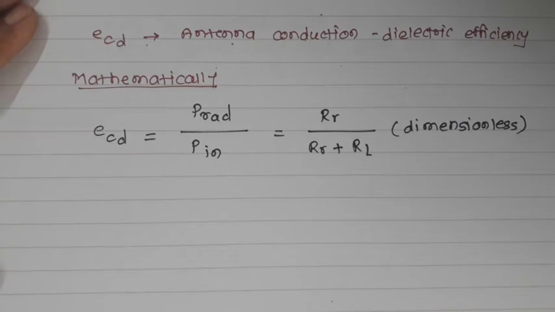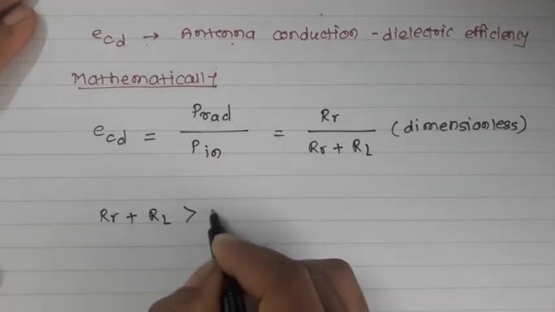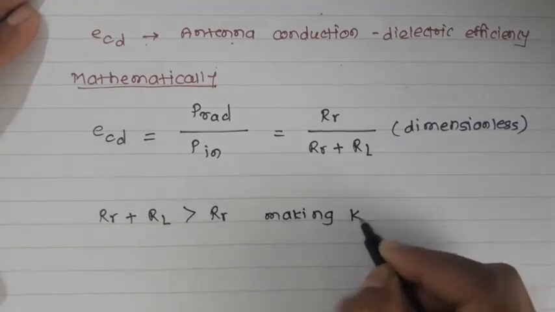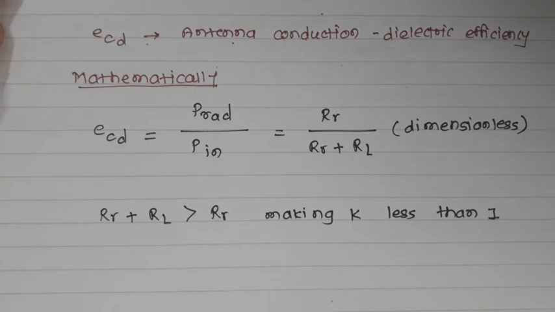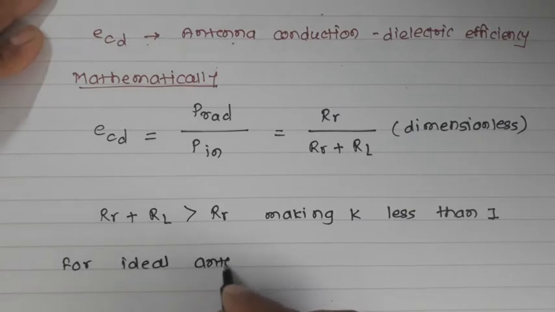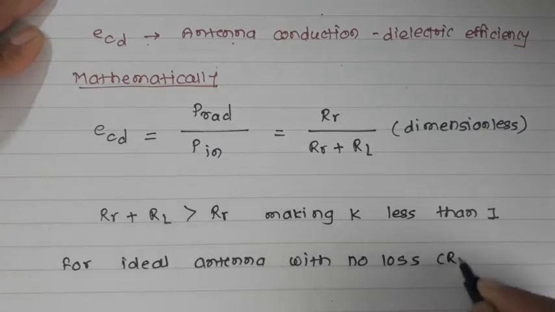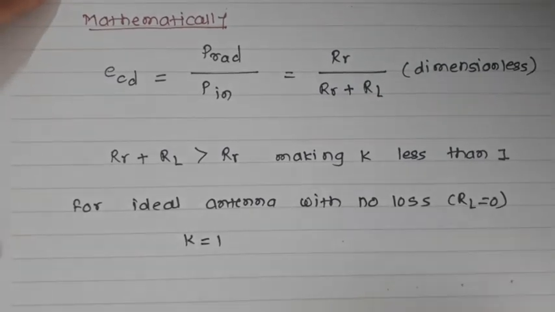For a practical antenna, some losses are always present. So the term RR plus RL will always be greater than RR, as there are always some losses, making K less than 1. So this efficiency will always be less than 1. If you consider an ideal antenna with no loss, you will have RL equal to 0, so the efficiency will be equal to 1. With a lossless antenna you will always have efficiency equal to 1.